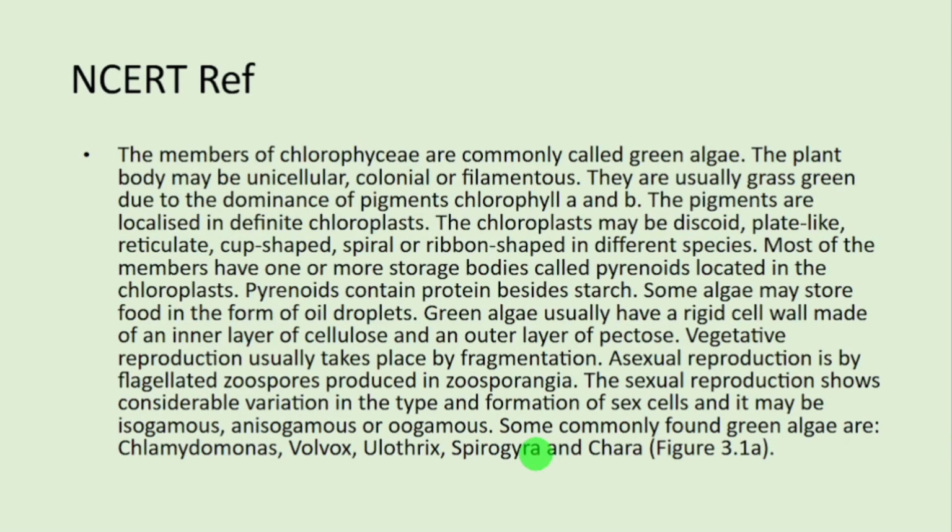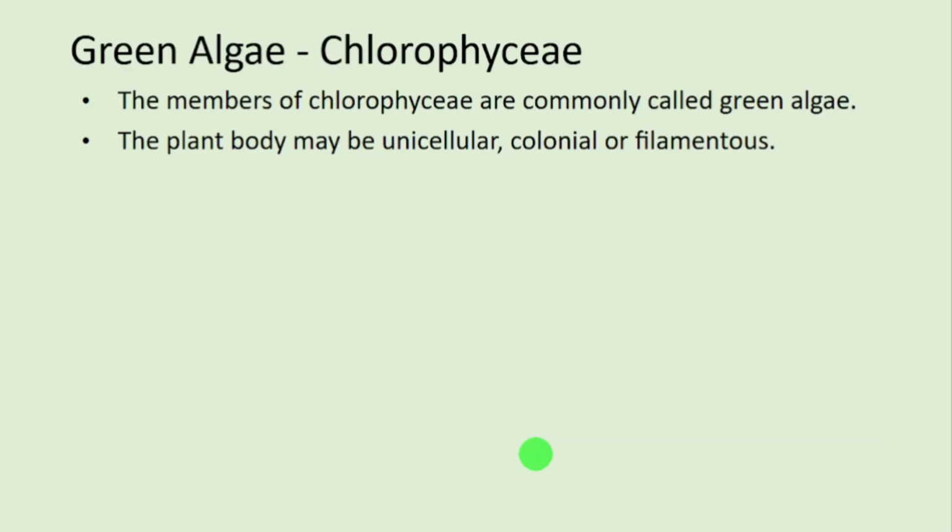Then the first member is green algae, Chlorophyceae. So members of Chlorophyceae are called green algae. Their body can be unicellular, colonial or filamentous. In case of unicellular, the two examples are Chlamydomonas and Chlorella. Colonial, we have Volvox and Eudorina. And filamentous, Spirogyra and Ulothrix.